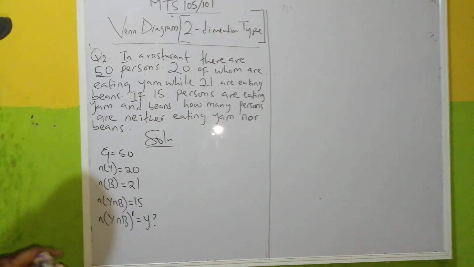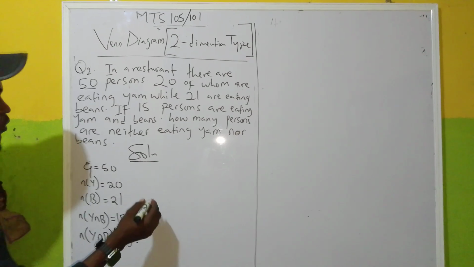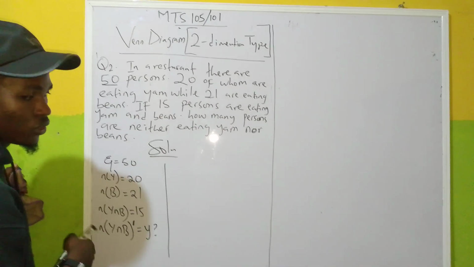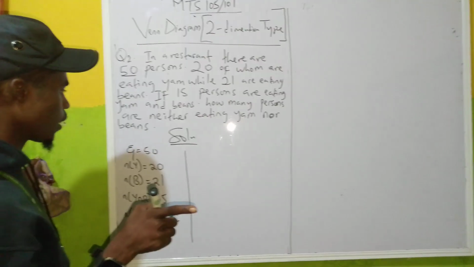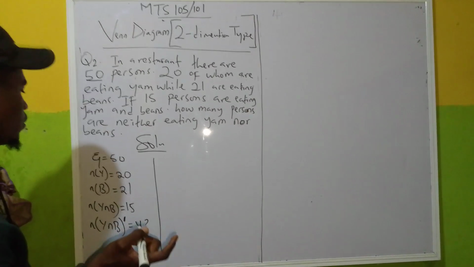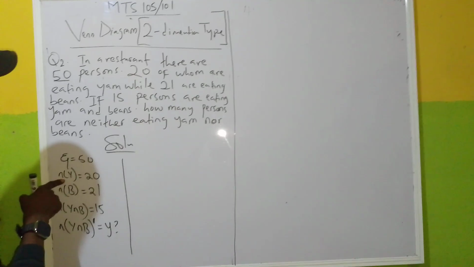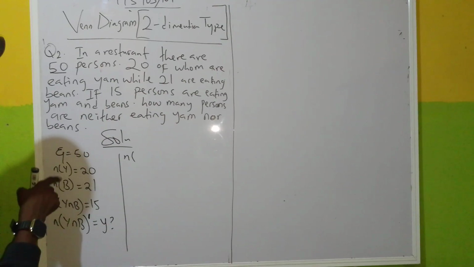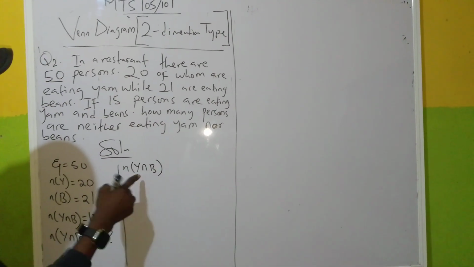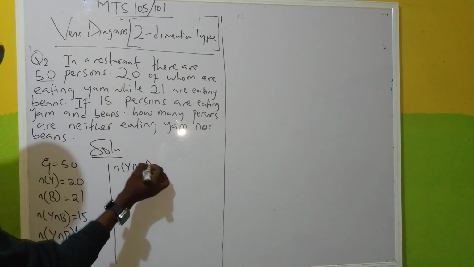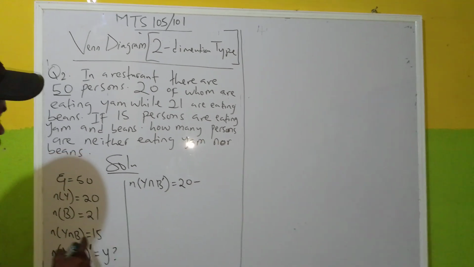Alright, so how do we solve this? We solve it firstly without using Venn diagram. If you are not going to use Venn diagram, you have to proceed this way. What do I mean by not using Venn diagram? It means you have to find exactly yam. We are talking about yam and beans. So to find exactly yam, y intersection b prime. So exactly yam is going to be 20 minus.